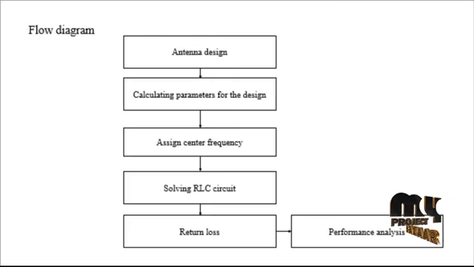And then finally we calculate the return loss. Return loss is S11, and it should always be less than minus 10 dB. Only then can the antenna operate. So the return loss is calculated by solving the RLC circuit. Finally, the performance analysis compares all the results for existing and proposed. So finally we calculate the return loss and radiation pattern of the antenna. So that's all about the flow diagram of the process.